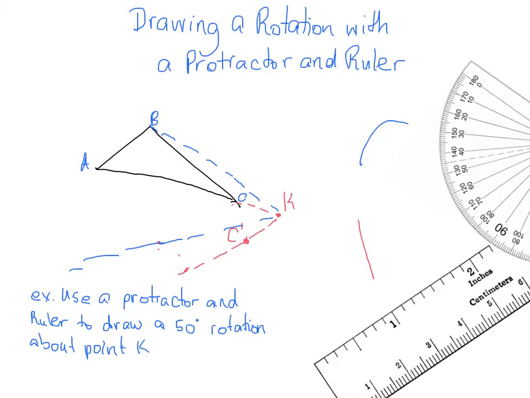But at the end of it all, you should get an image that has appeared to rotate, just like the little game we were playing. So it would look like that. All right, in the next video I will show you how to do a rotation in the coordinate plane, which will be a little bit easier for me to demonstrate because I don't have to use a protractor and ruler. That's it for now.